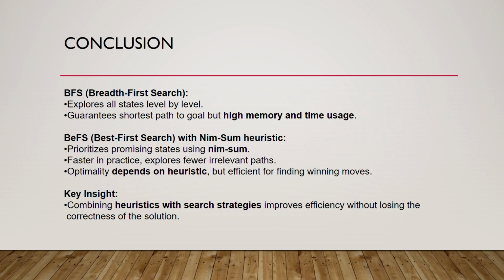Coming to the conclusion, BFS generally explores all the states level by level and it always guarantees the shortest path to the goal, but it has high memory and time usage. Whereas best first search with the nim sum heuristic prioritizes the promising states using the nim sum and it's faster in practice as it explores only fewer paths. Optimality depends on the heuristic, but it is efficient for finding the winning moves.